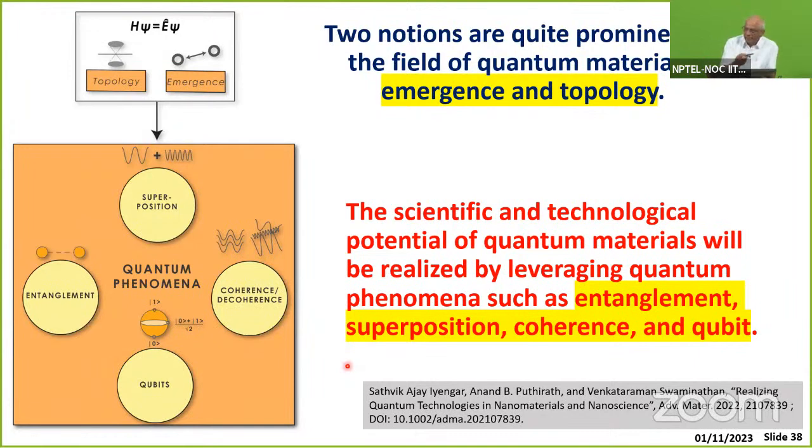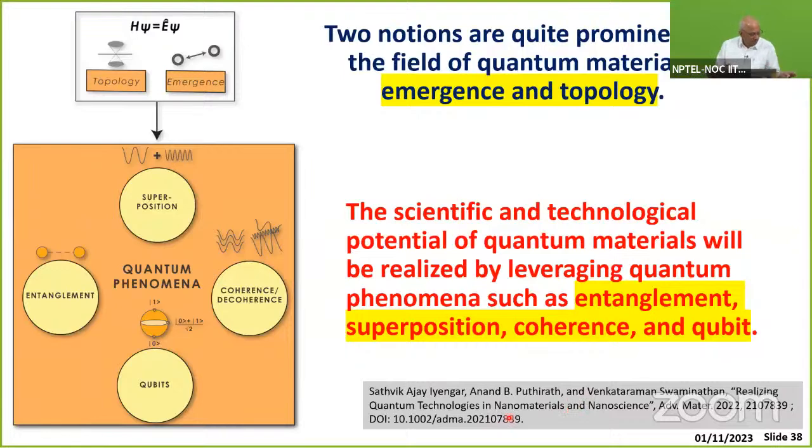So we have been saying so far that two notions are very prominent in the field of quantum materials: topology and emergence. Emergence is correlation. Topology is the wave function of the electron, depending upon the geometry, the immediate, local geometry. But in addition, to bring the scientific and technological potential of the quantum materials, we have to leverage quantum phenomena. What do I mean by quantum phenomena? Such as entanglement, superposition, coherence, and qubits.